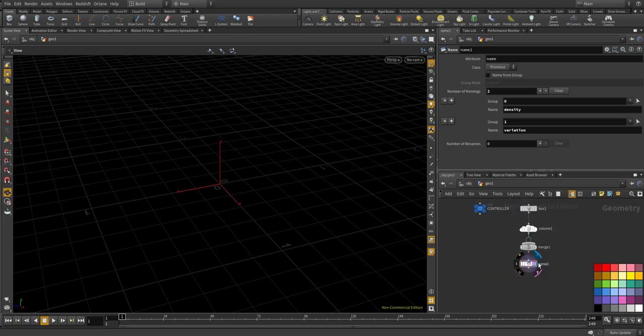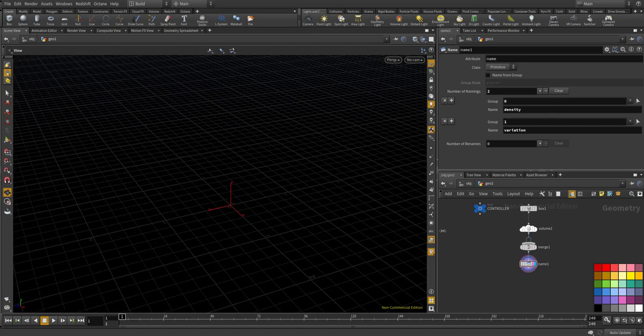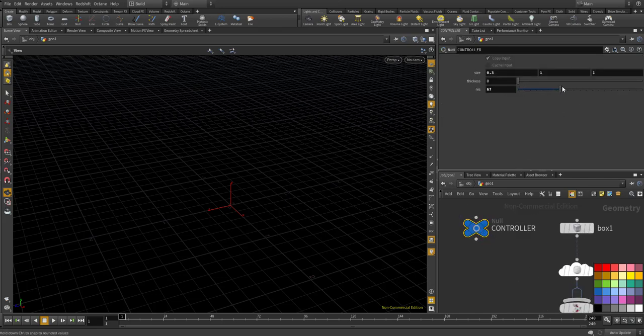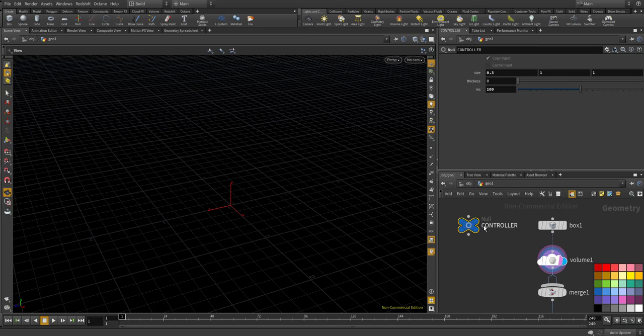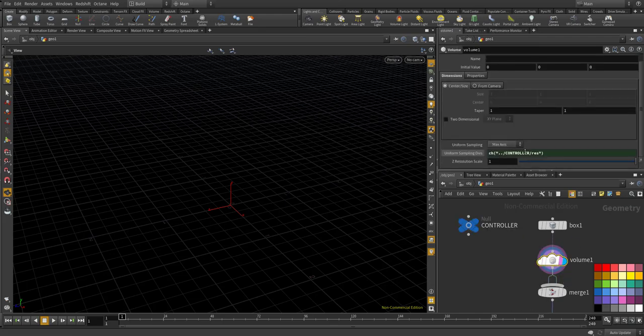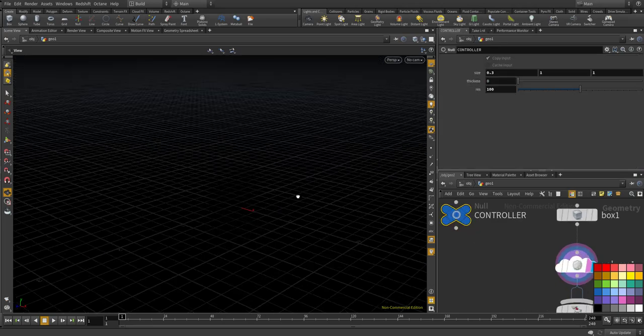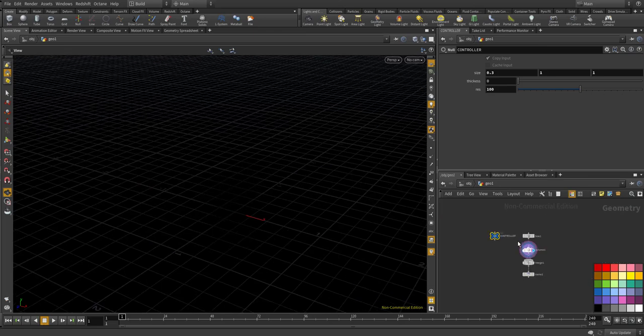Now I cannot really see the volume. I think I need to set the resolution a bit smaller. No, maybe not. Let me set the name to density and the initial value to 1. Alright. Okay, and let's set it to 100. I can merely see it, but it's there.